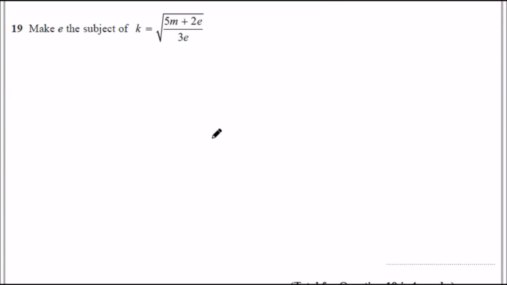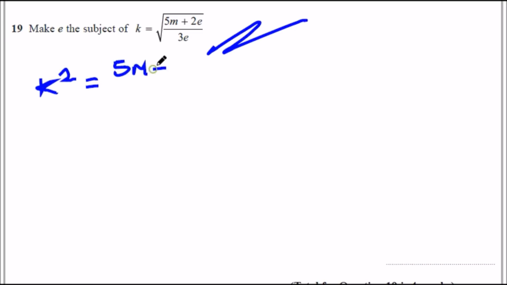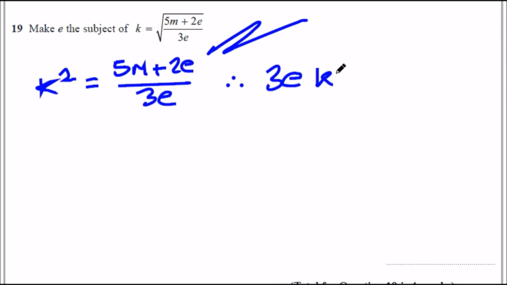So number 19. Make E the subject of this equation. Okay, easy. Let's have a go. Not easy, but good enough. First things first, the rule is to get rid of the square root. To do that, we need to square both sides. So we're going to have k squared equals, and then copy the rest, 5m plus 2e over 3e. Next step, get rid of the fraction. So multiply by 3e across. You're going to have 3e times k squared equals 5m plus 2e.